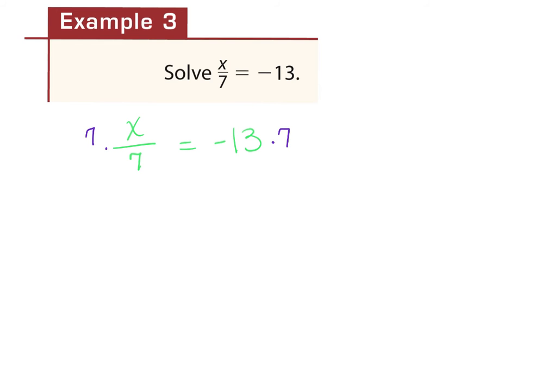When I multiply this by 7, it cancels out. The inverse operation will always cancel out. I have x. I'm going to bring down my equal sign, and then I'm just going to do negative 13 times positive 7. Negative 91.